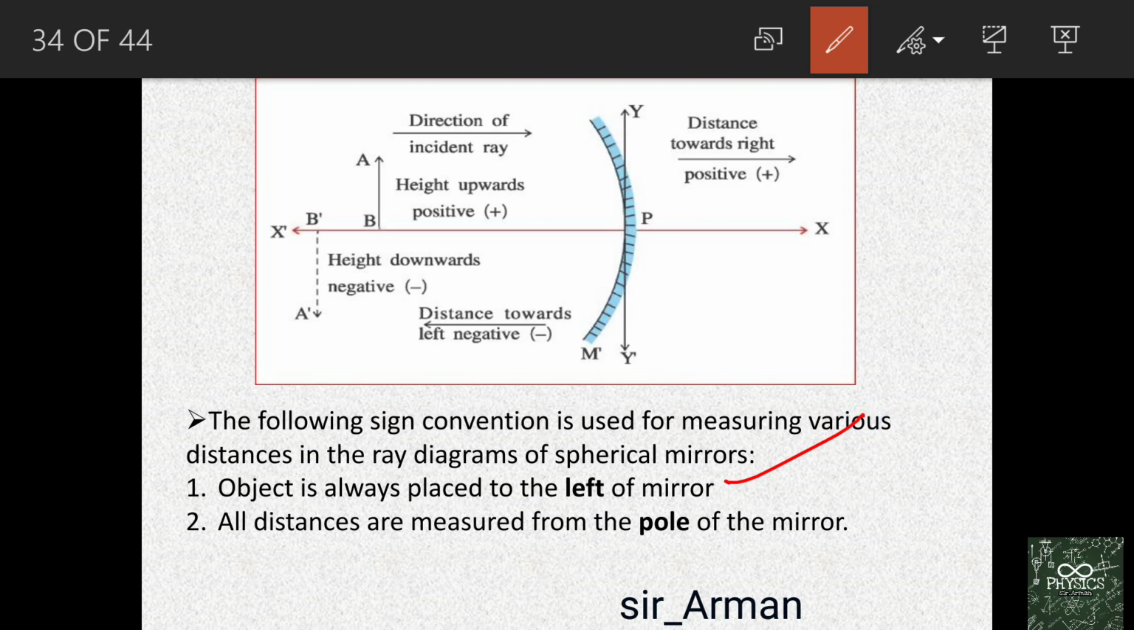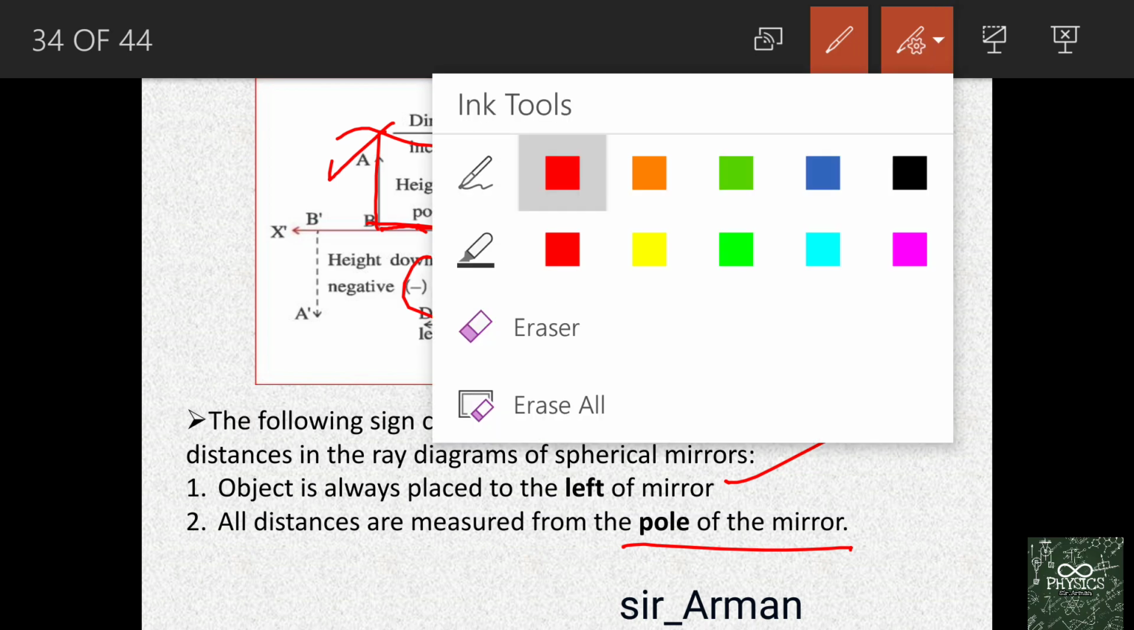First we have to place the object at the left of the mirror. All the distances are measured from the pole. That is, this pole is our origin. So if I am placing the object at this particular position, then I have to measure the distance from the pole. I cannot measure from any point in between, that is from the focus or center of curvature, anywhere. I have to measure it from the origin, that is how far exactly it is from the pole.